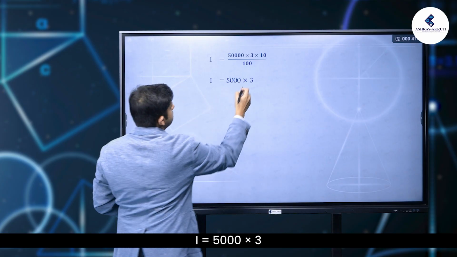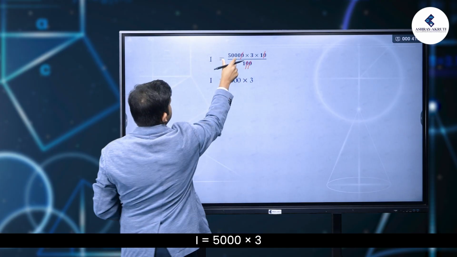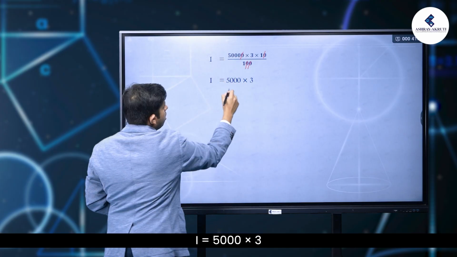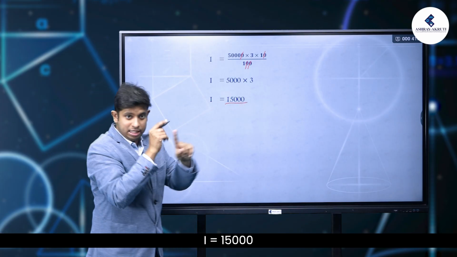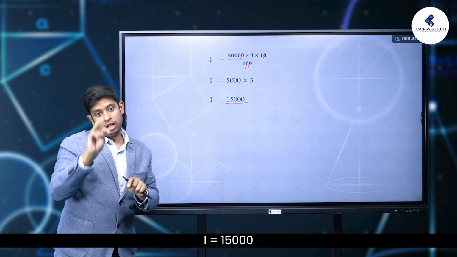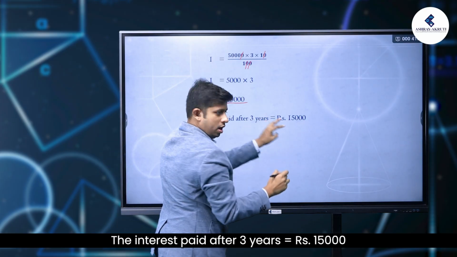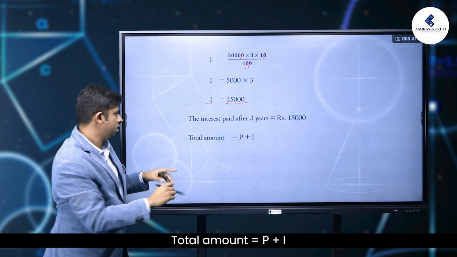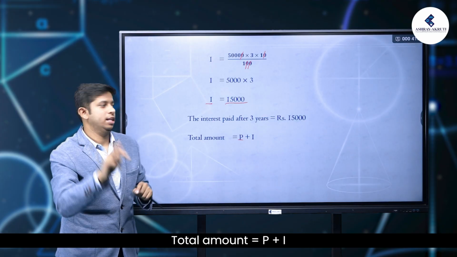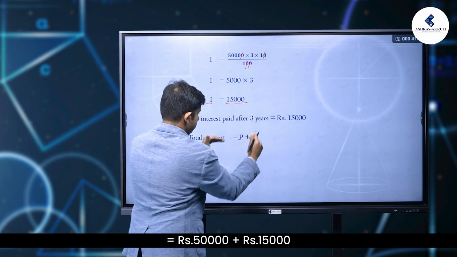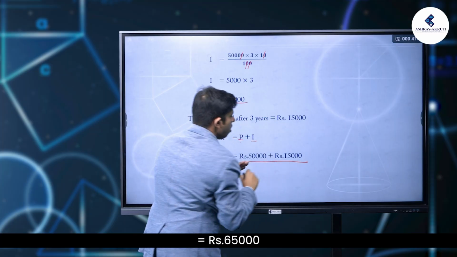I equals 5,000 into 3. I equals 15,000. The interest paid after 3 years is equal to Rs 15,000. Total amount is equal to P plus I, Rs 50,000 plus Rs 15,000 is equal to Rs 65,000.